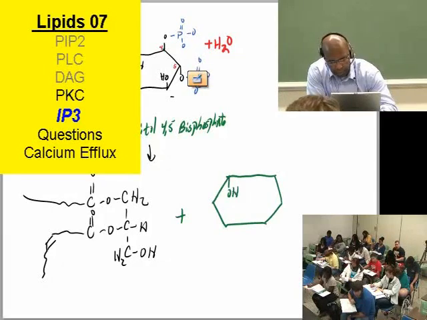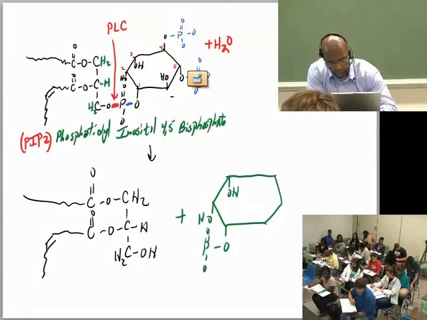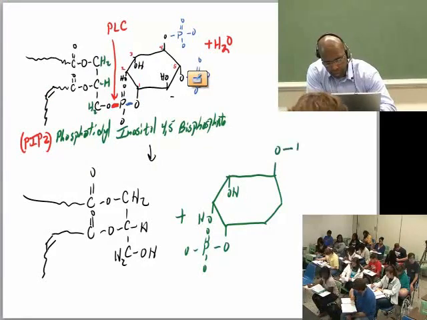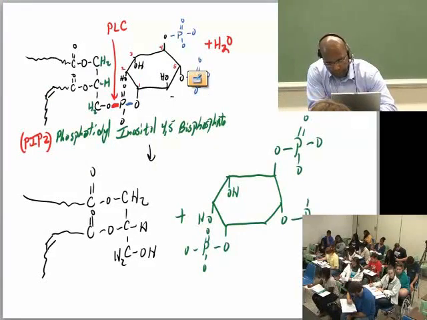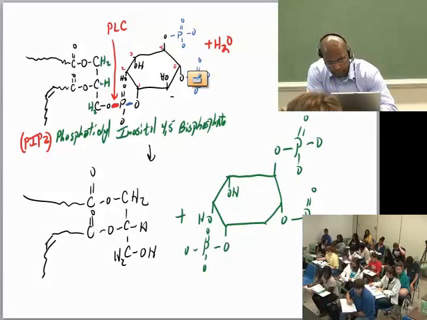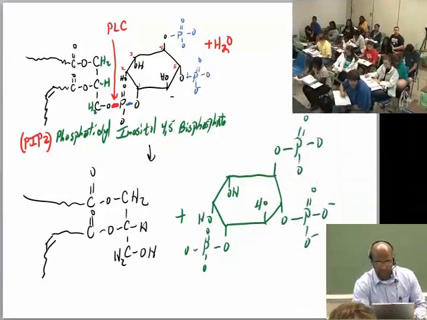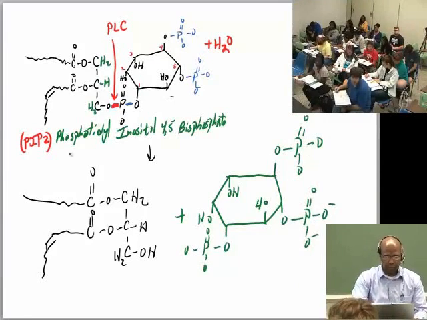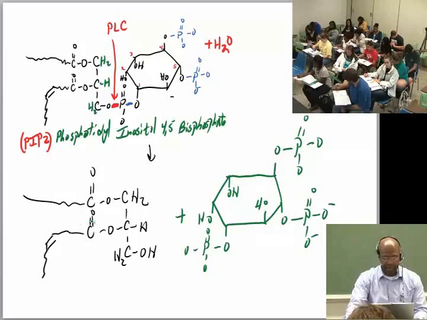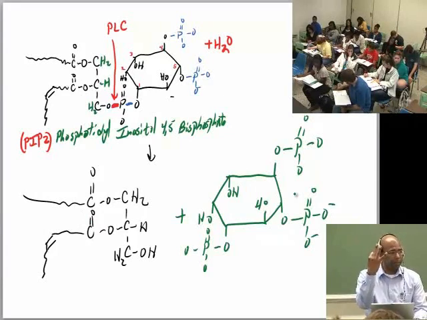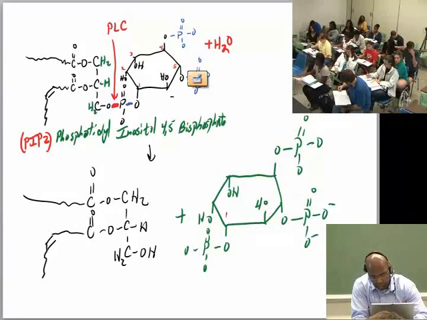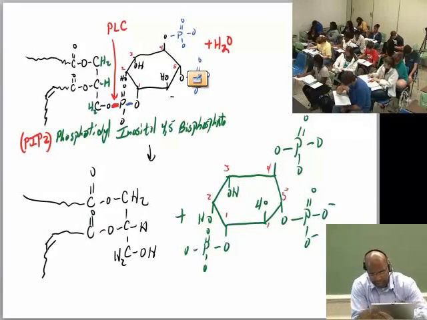everything here is down, down, and up. Okay. So the first product is just going to be the glycerol with the fatty acids, and the second product is going to be our inositol with 3 phosphates on it. 3 phosphates. So if we numbered these, this will still be 1, 2, 3, 4, 5, 6.